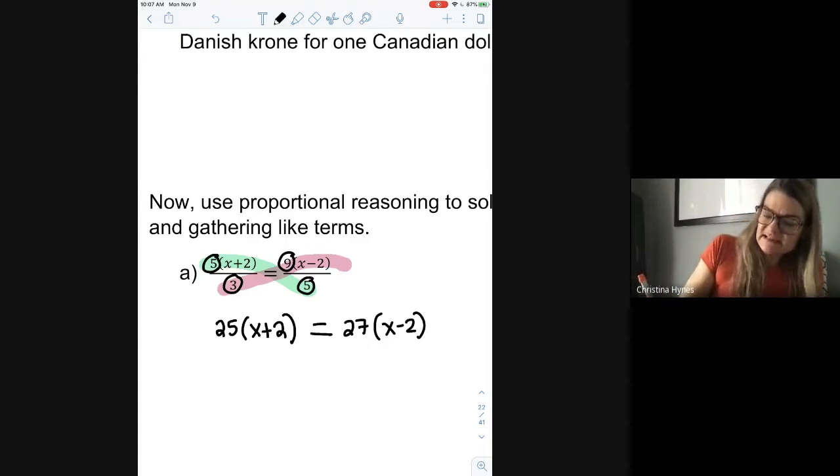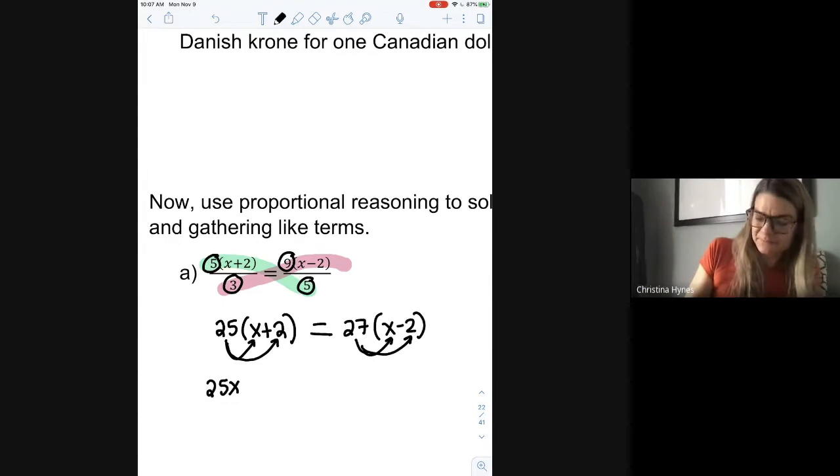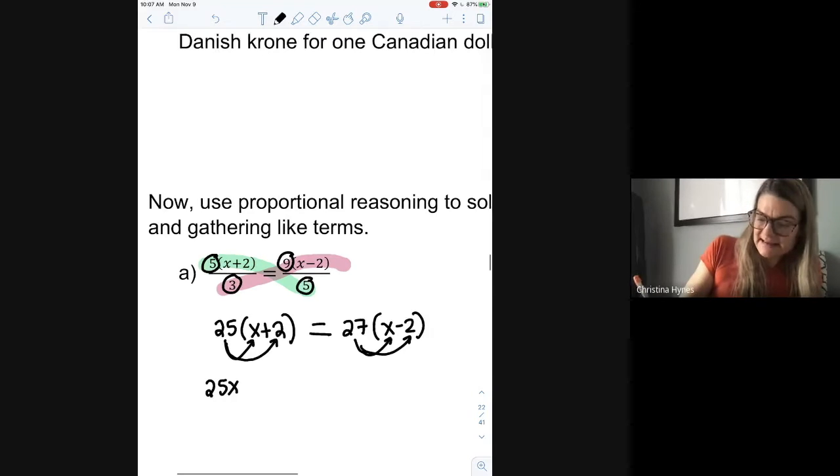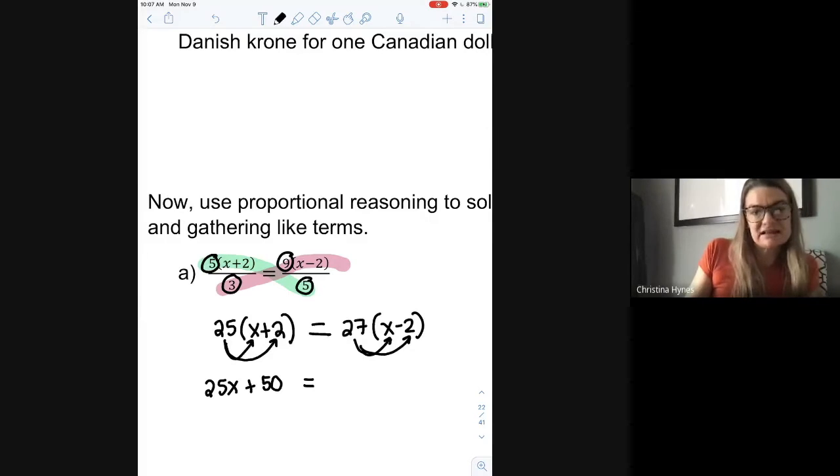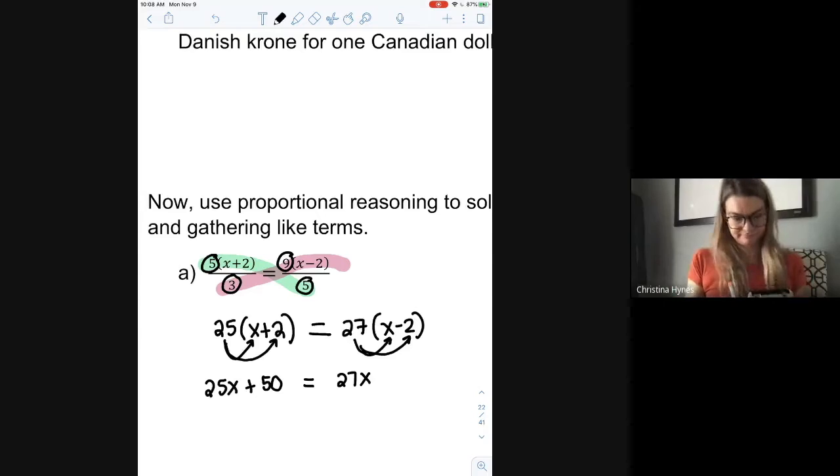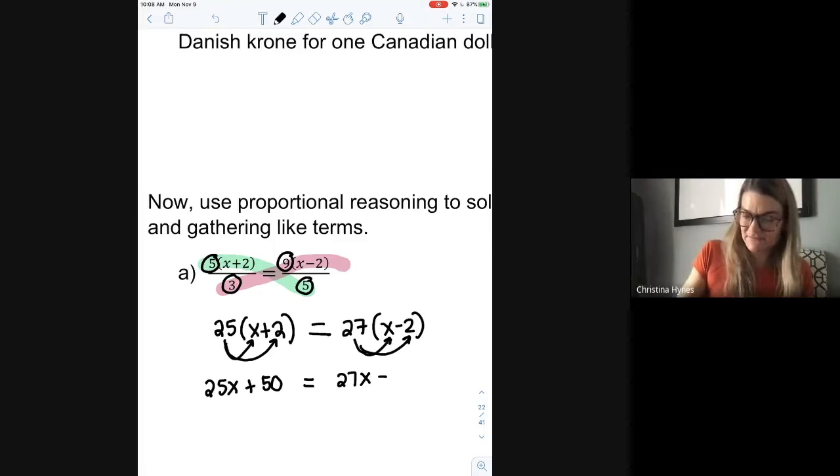Once we get to this point, we're going to distribute. 25 is going to go into the brackets by multiplying, and 27 is going to go into the bracket by multiplying. So 25 multiplied by x is 25x. 25 times 2 is 50. Then you go to the right side of the equation. 27 times x is 27x. And what's 27 times negative 2? You'll get negative 54.